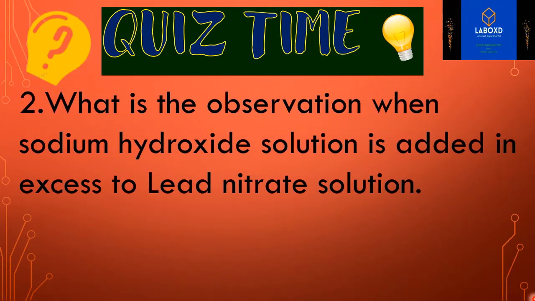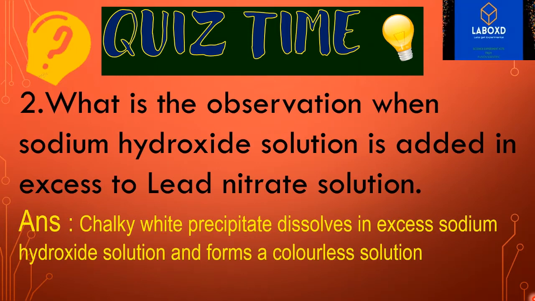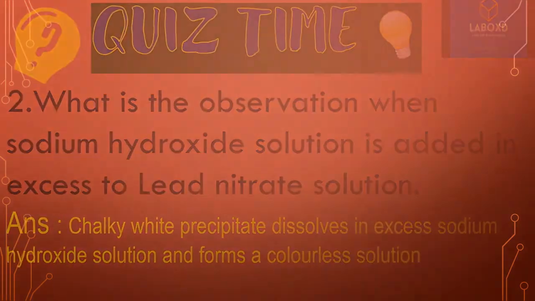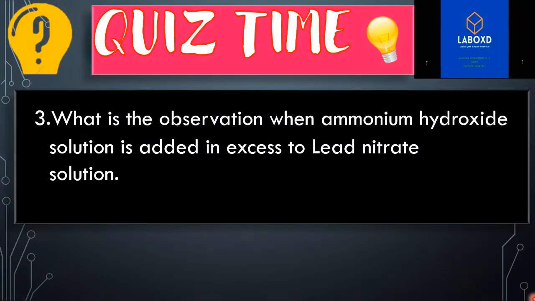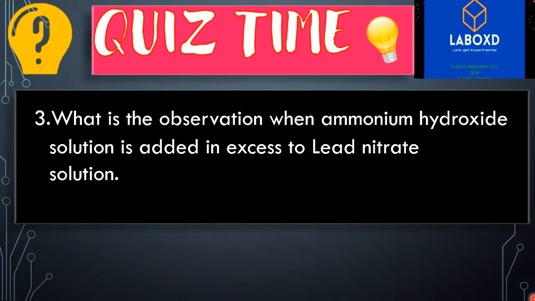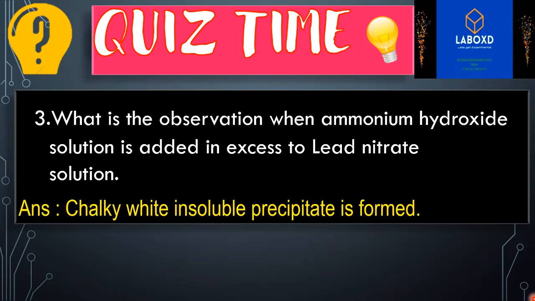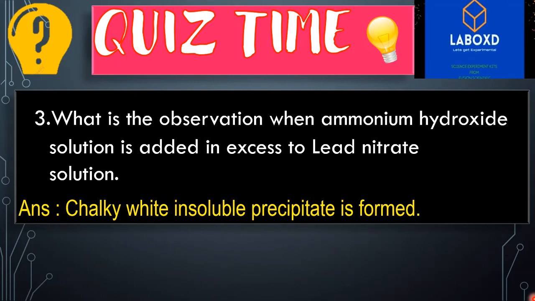What is the observation when sodium hydroxide solution is added in excess to lead nitrate solution? Chalky white precipitate dissolves in excess sodium hydroxide solution and forms a colourless solution. What is the observation when ammonium hydroxide solution is added in excess to lead nitrate solution? Chalky white insoluble precipitate is formed.